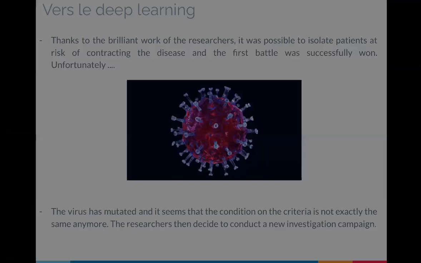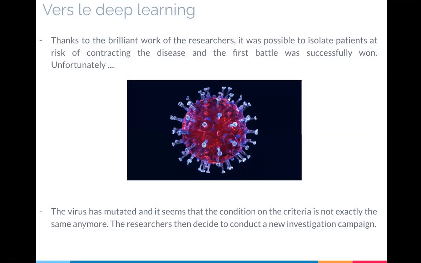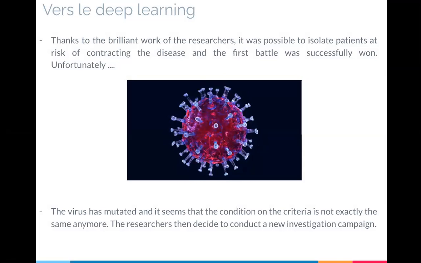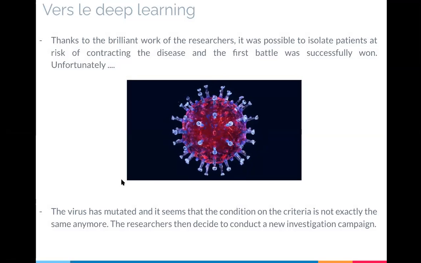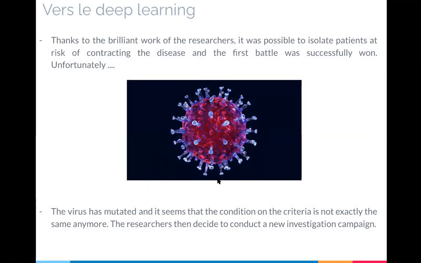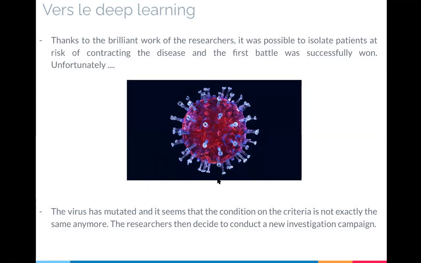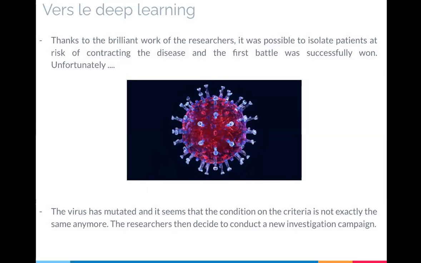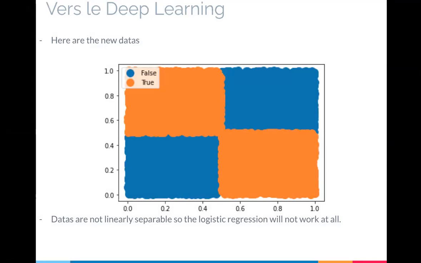Thanks to the brilliant work of the researchers, it was possible to isolate patients at risk of contracting the disease, and the first battle was successfully won. Unfortunately, the virus has mutated, and it seems that the condition on the criteria is not exactly the same anymore. So the researchers then decide to conduct a new investigation campaign. So now the data looks like that. And what we can see is that now it's not linearly separable. So the logistic regression will not work at all.